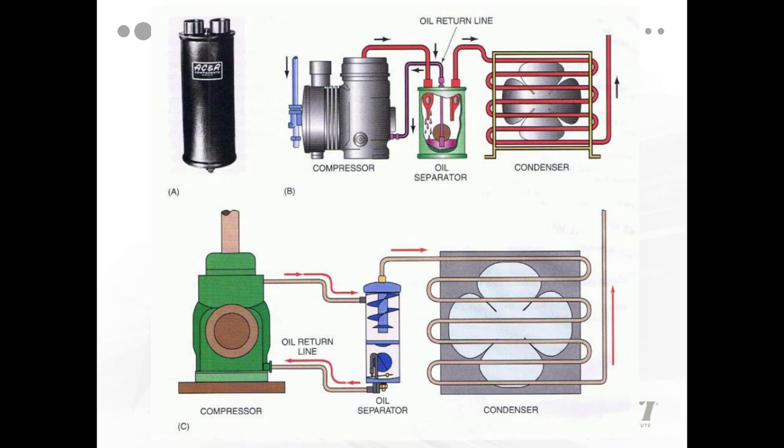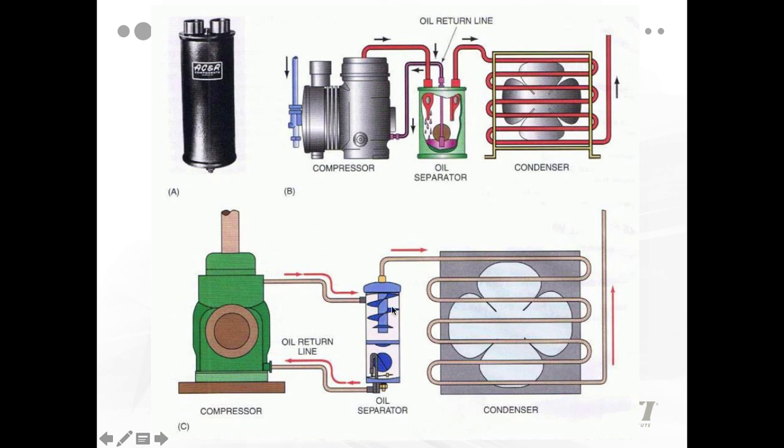Okay. And again, this just shows how it could be piped. Okay, we have an oil separator and the letter A up here at the top. That's what it looks like. Okay, we have hot discharge gas coming from our compressor. That contains oil because the oil is in the refrigerant. We separate it off. When the oil separator level goes up, it pushes it back to the compressor. The refrigerant without the oil moves on through the condenser and through the rest of the system.